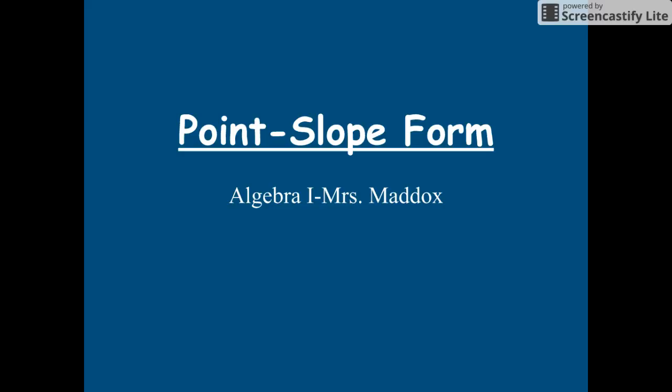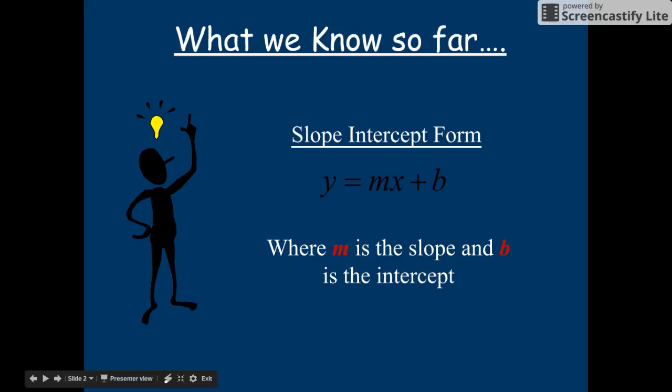We've been talking about slope. We went from finding slope from 2 points to finding it from an equation and writing equations in slope-intercept form. And now we're going to talk about a different way to write an equation, and it's called point-slope form. And it's really easy, and it's just filling in a form that you're given. All right, let's go over what we know so far.